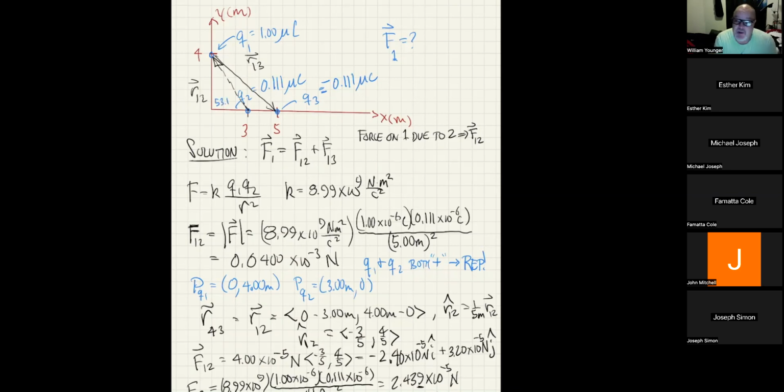So all I really had to do to get the x component, for instance, is I'd first realize the x component is negative, so I got to stick a negative sign on it. And then I just take the magnitude, which we found was 0.0400 times 10 to the negative third. I would multiply that 0.04 times 10 to the negative third times the cosine of 53.1. Okay. And then I could do the same thing with the y component, except now instead of multiplying by cosine, I'm going to multiply it by sine.